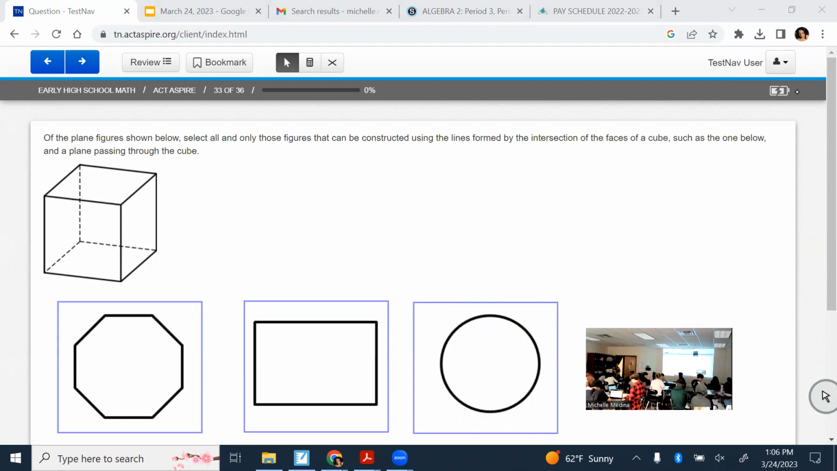So, of the plane figures shown below, select all, meaning there could be more than one answer. Doesn't have to be more than one answer, but there can be. Select all and only those figures that can be constructed using the lines formed by the intersection of the faces of a cube, such as the one below and a plane passing through the cube.